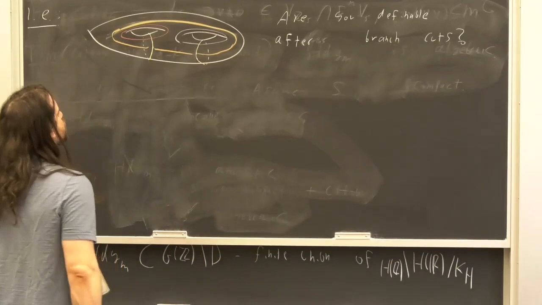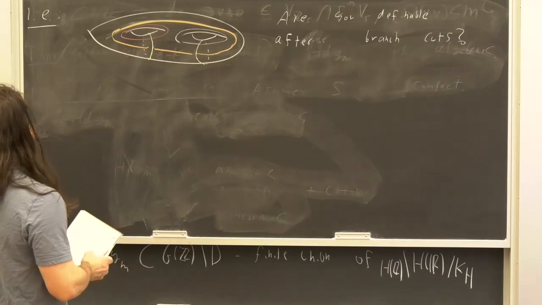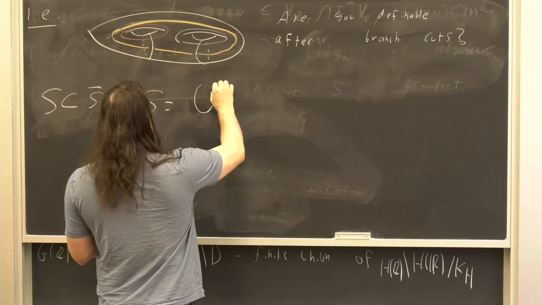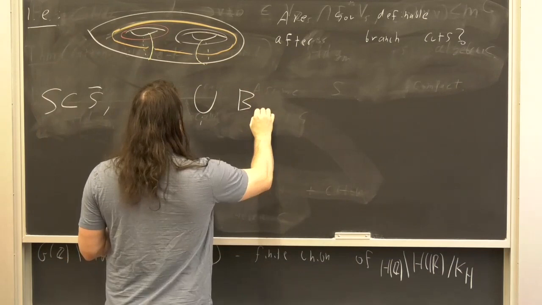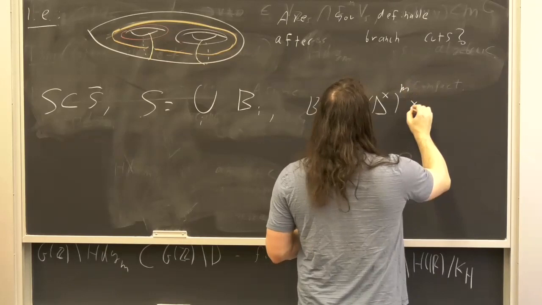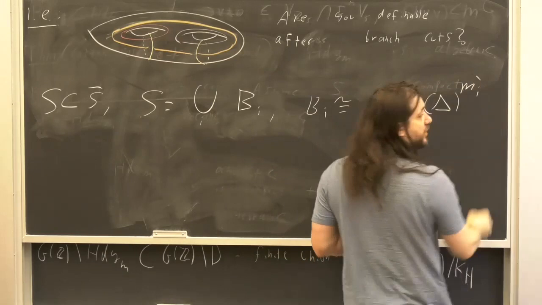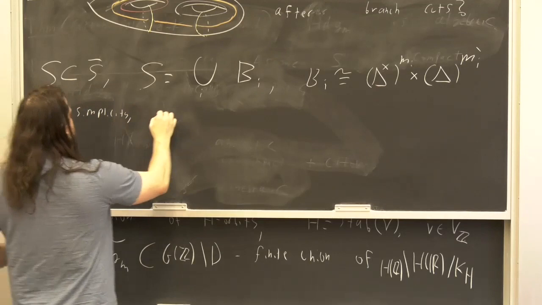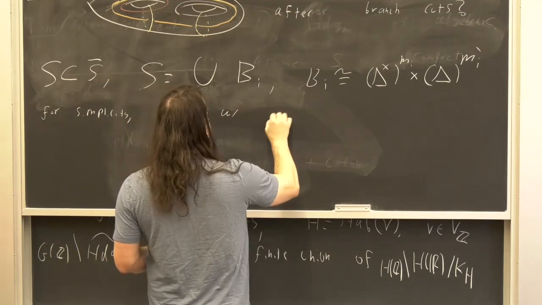Okay, so again, to understand this question, we're going to study it locally. So we're going to fix an s inside S-bar, as we've been saying. And I'm going to write S-bar as a finite union of neighborhoods B_i, where each B_i is isomorphic to some delta-star to the m_i cross delta to the m_i prime. And for simplicity, we start with just delta-star.